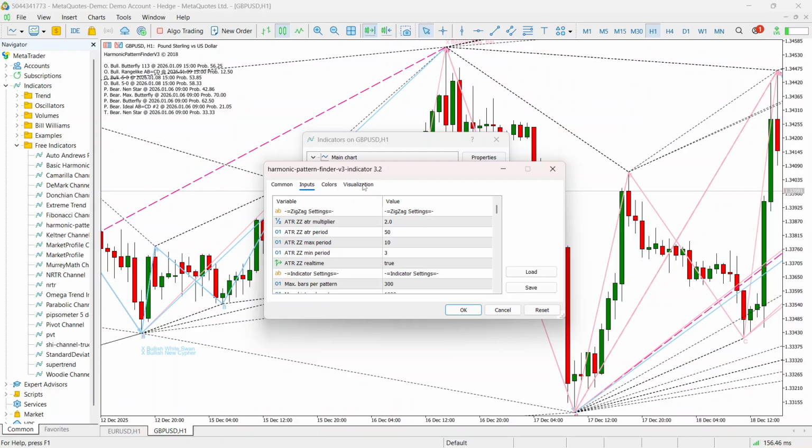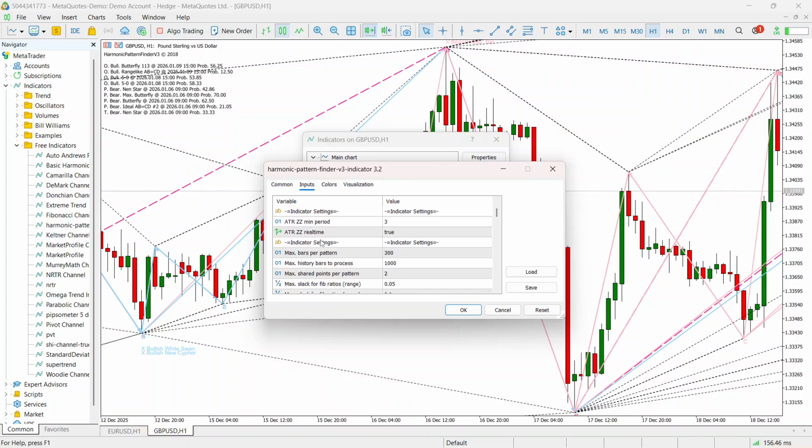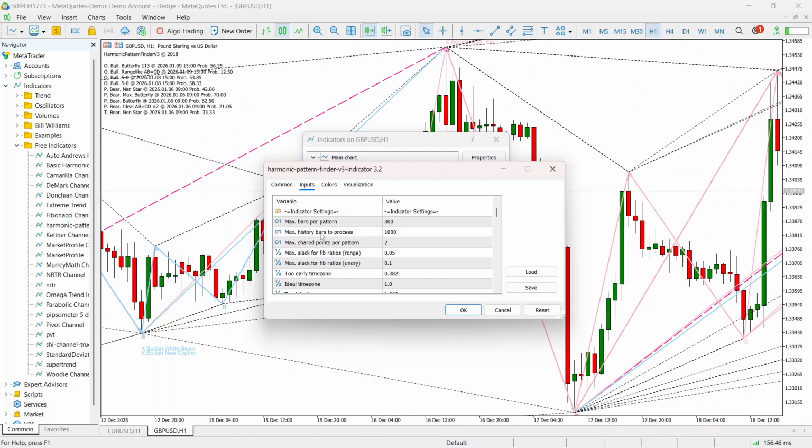Stop loss is placed beyond point X of the pattern, as a breach of this level invalidates the harmonic structure, while take profit targets are set at Fibonacci retracement levels of the AD leg, typically at 38.2%, 61.8%, or 100% retracement. You can adjust its settings: its ATR multiplier, its ATR period, its max period, mean period, and real time. You can also set maximum bars per pattern among other settings.